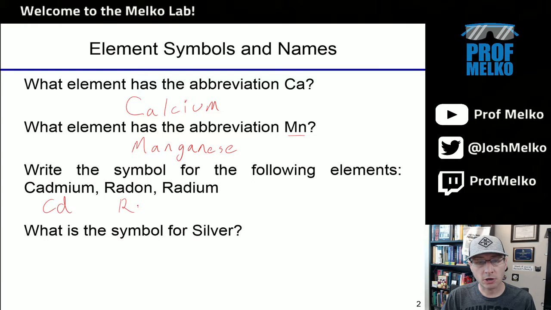Radon and radium are often confused, so make sure you get these distinct. Radon is Rn, whereas radium is Ra. I know they sound alike. Radon is a noble gas, that's Rn. Radium, Ra. Lastly, the symbol for silver. And this one's a little confusing. It comes from, I believe, a Latin name for silver. The symbol here is not Si, that's silicon. The symbol here is Ag. So that's some exercises on element symbols and names.